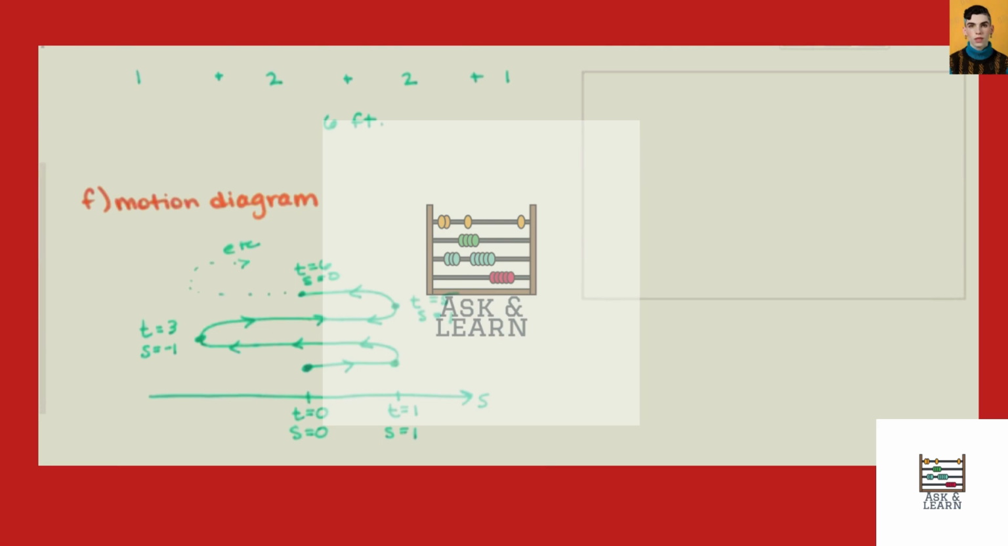So here we see the particle starting at time 0 at position 0. And then we see it's going to the right until we get to time 1. And then we see it's going to the left until we get to time 3. And it's going to the right until we get to time 5, and then it's going to the left. Now, it didn't say where to stop the motion diagram. It didn't say to stop it at time 6. So if you kept going, you would just have it going back and forth, back and forth, back and forth.